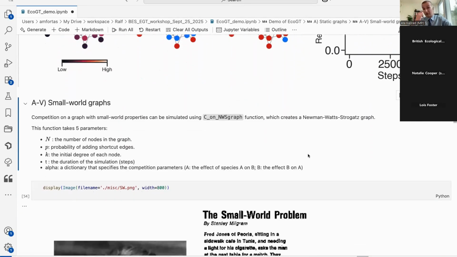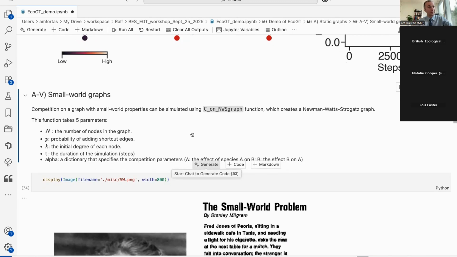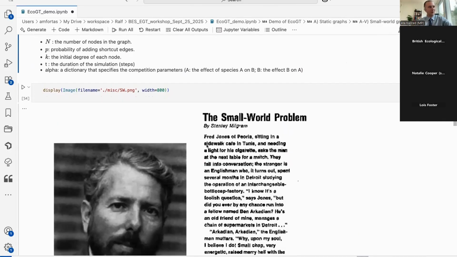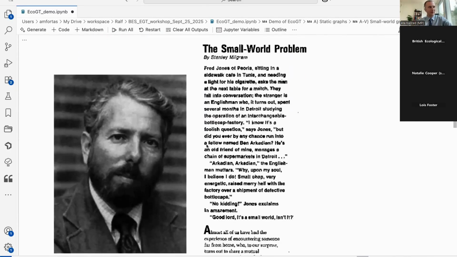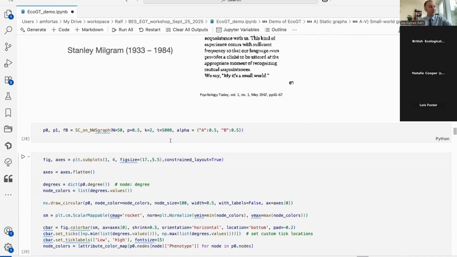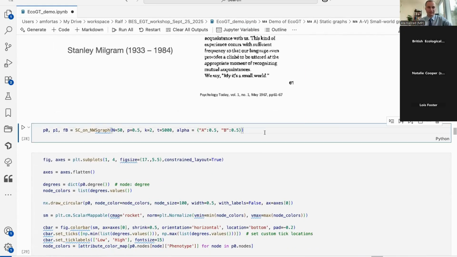The other method that is used in ecological graph theory, you can use the small world graph. So I'm actually using the Newman-Watts-Strogatz version of it. So you can have the number of nodes in a graph, the probability of adding shortcuts, and the initial degree of each node. So this small world one, of course, is going back to Stanley Milgram, the idea of having a bunch of shortcuts in a network.